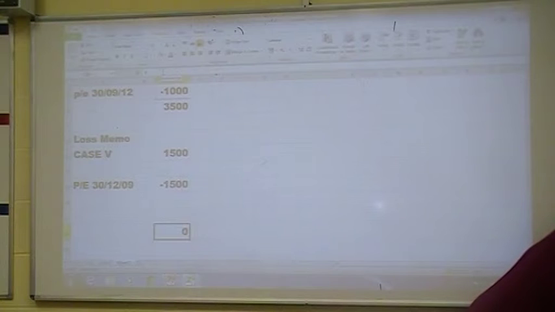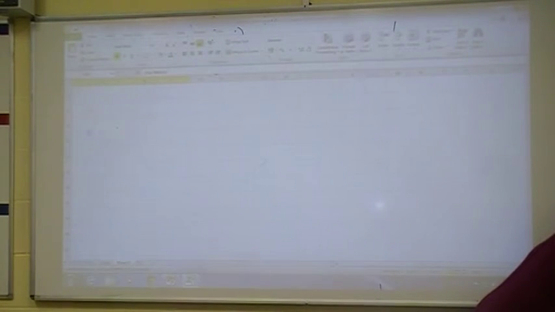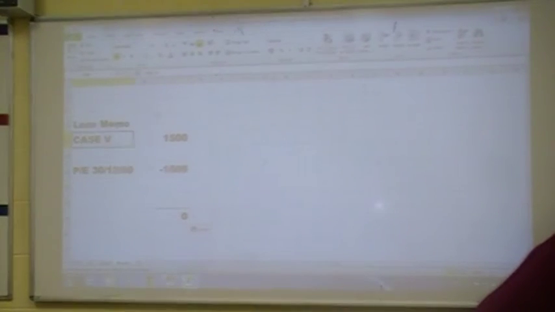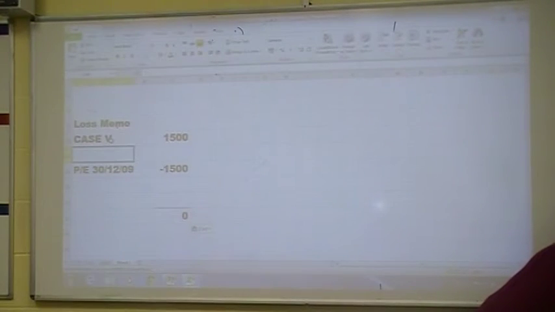So that leaves us with case 5 capital allowance of €10,000 inside the year ended December 11 and 2,000 inside the 30th September 12. Just do another last memo now for that. That's case 5 capital allowances, and that is €10,000.